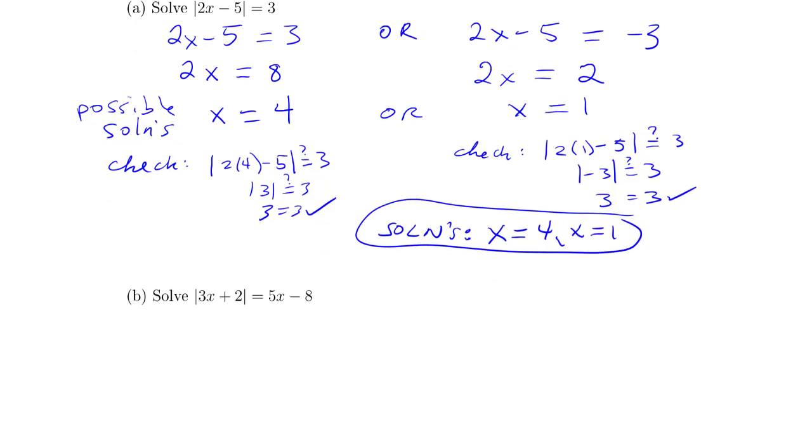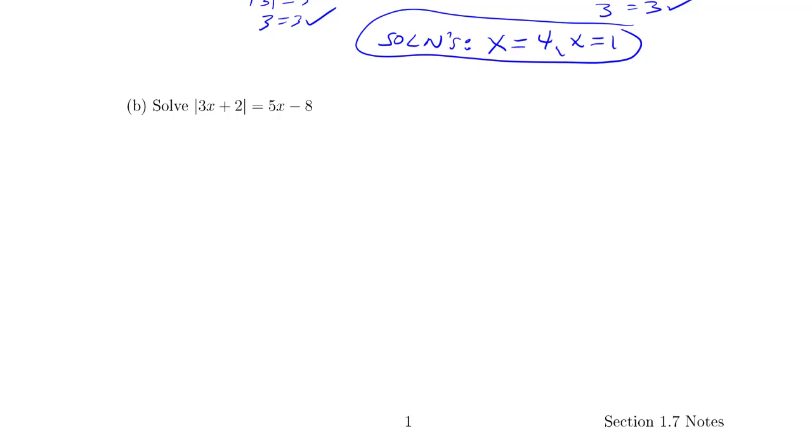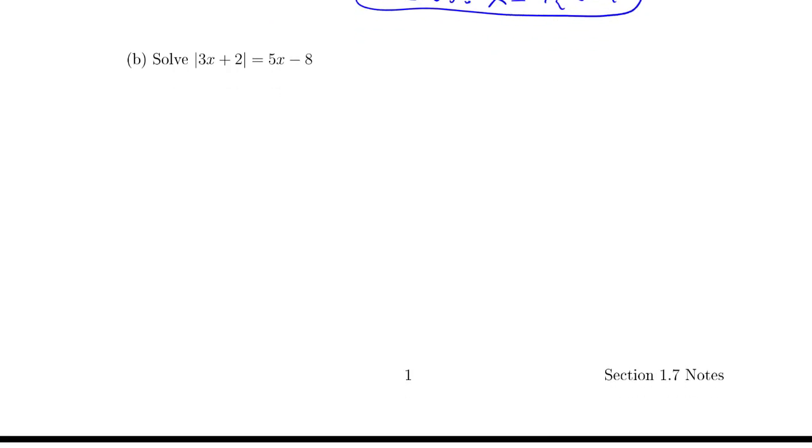Okay, let's go to another one. Now I'm going to solve the absolute value of 3x plus 2 equals 5x minus 8. So again, there's two possibilities here. Either 3x plus 2 just equaled 5x minus 8, or 3x plus 2 equaled the negative of 5x minus 8. Sorry, I may have said that wrong before.